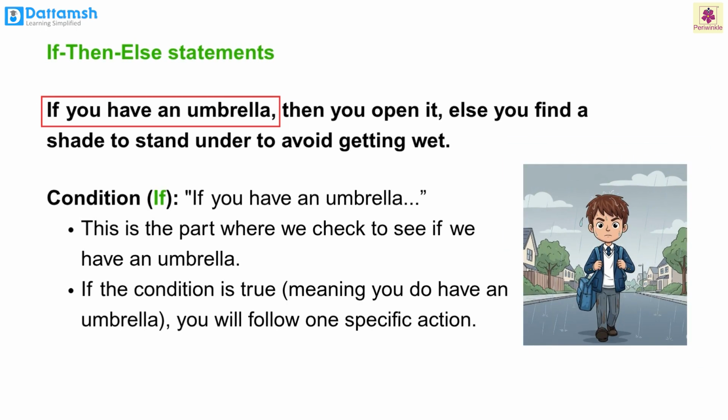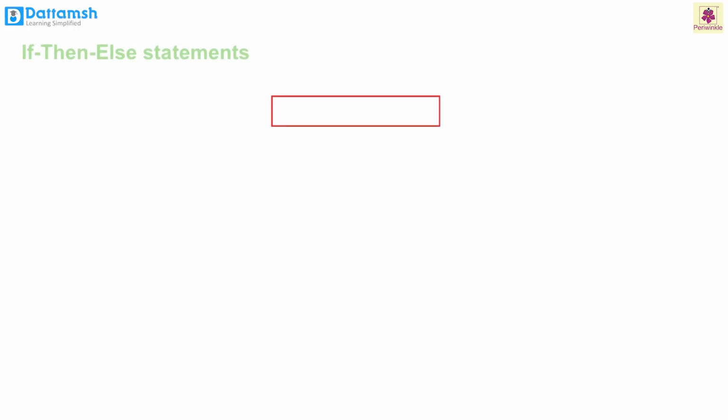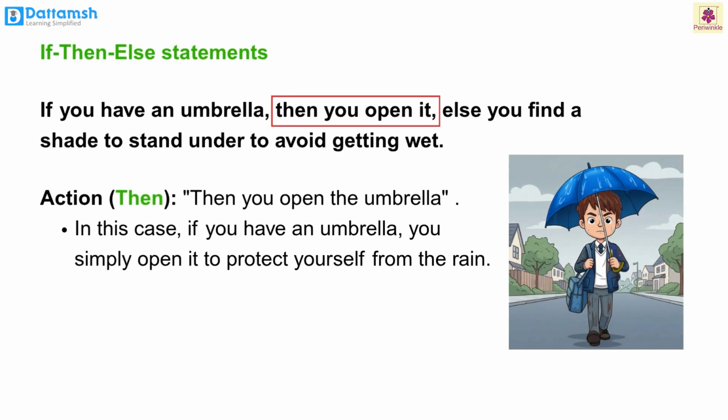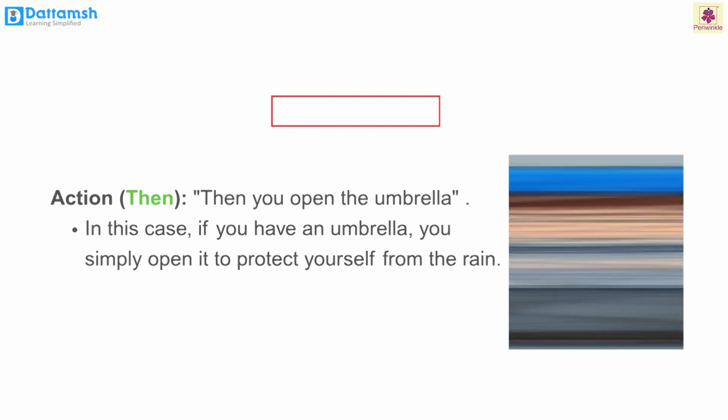Condition: if you have an umbrella. This is the part where we check to see if we have an umbrella. If the condition is true, meaning you do have an umbrella, you will follow one specific action. Action: then you open the umbrella. In this case, if you have an umbrella, you simply open it to protect yourself from the rain.